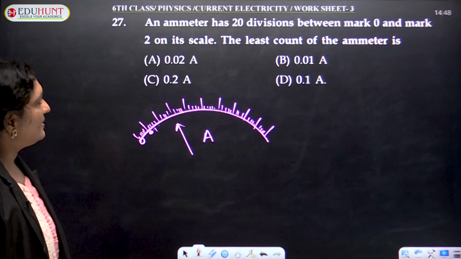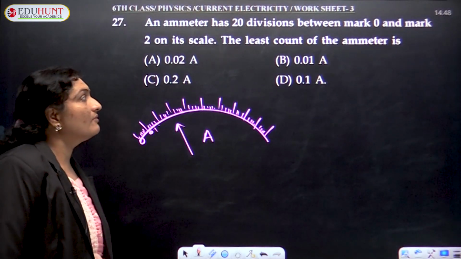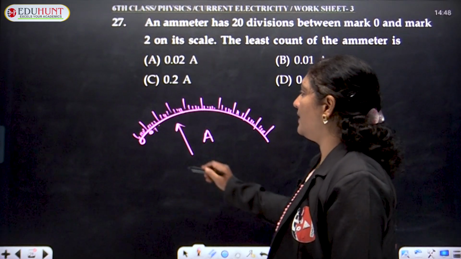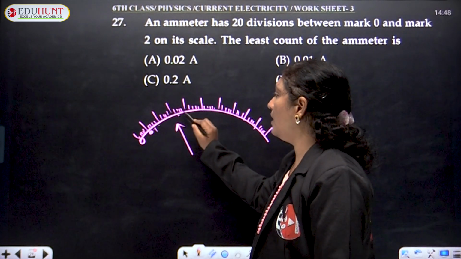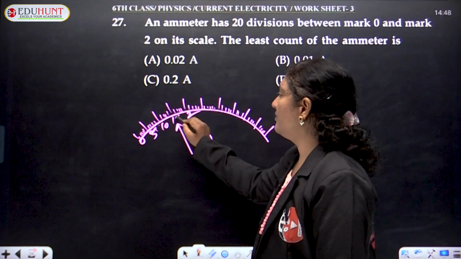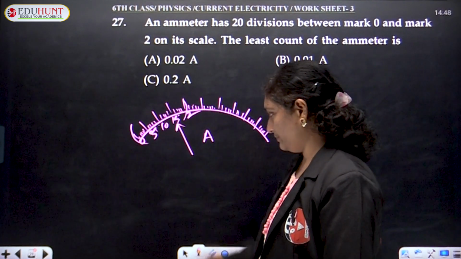So it was given that this ammeter has totally 20 divisions marked from 0 to 2. In between 0 and 2, how many divisions are there, children? This is 5 divisions, 10 divisions, 15 divisions, totally 20 divisions between 0 and 2.